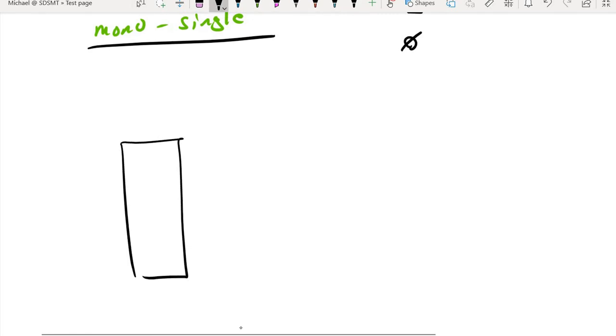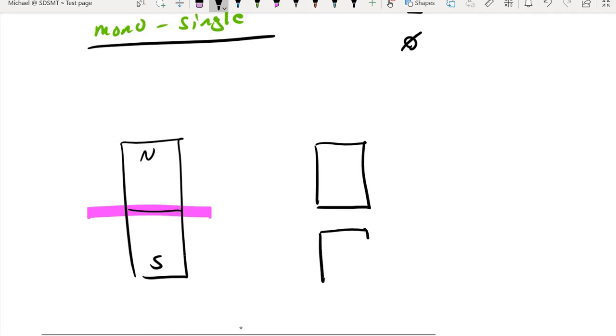Just to give you a better example, if we were to take our bar magnet and cut it in half, what would we have? Would we have just a north half and a south half?